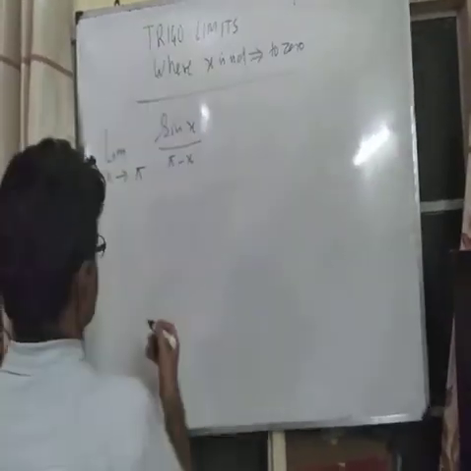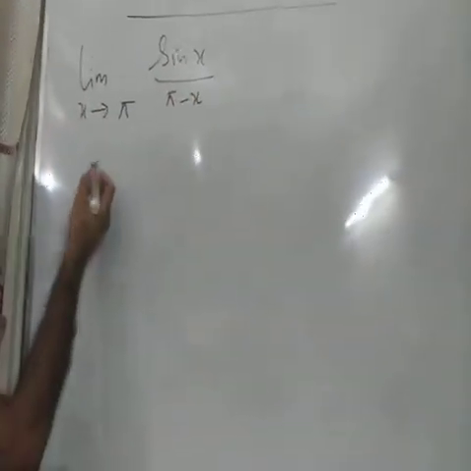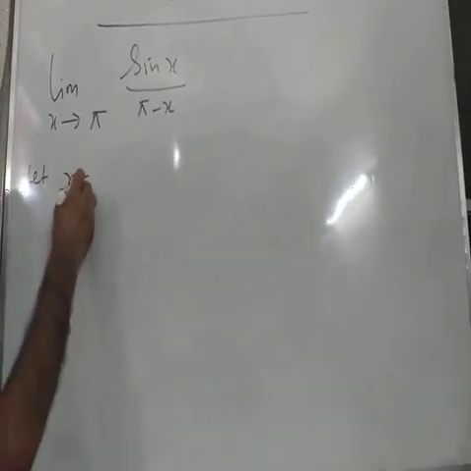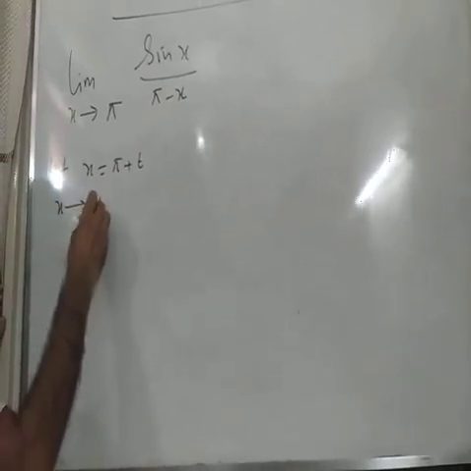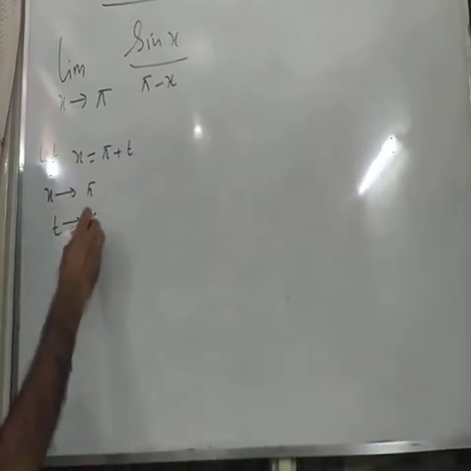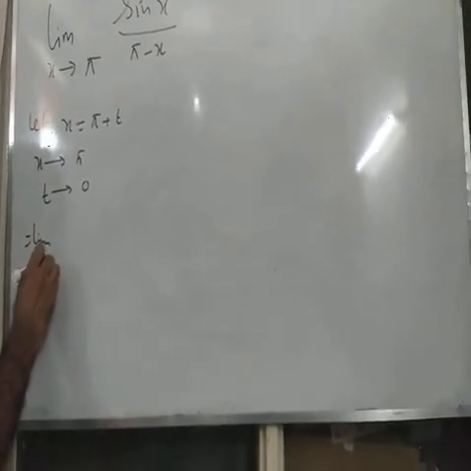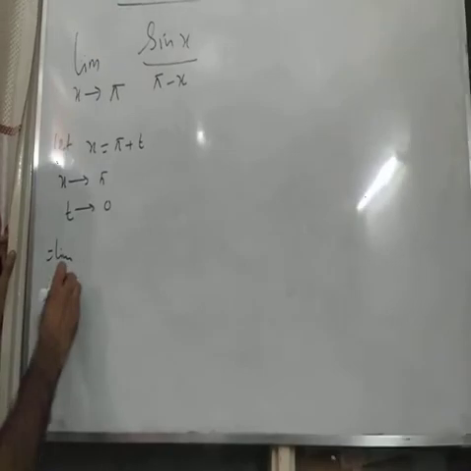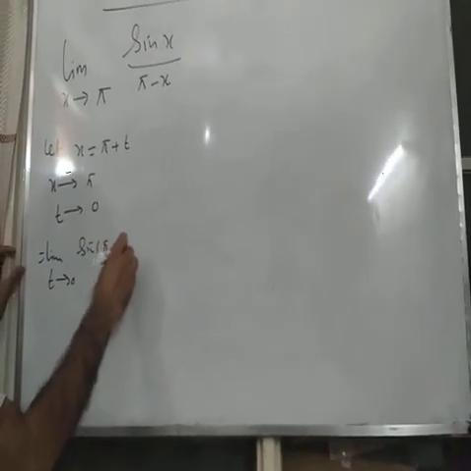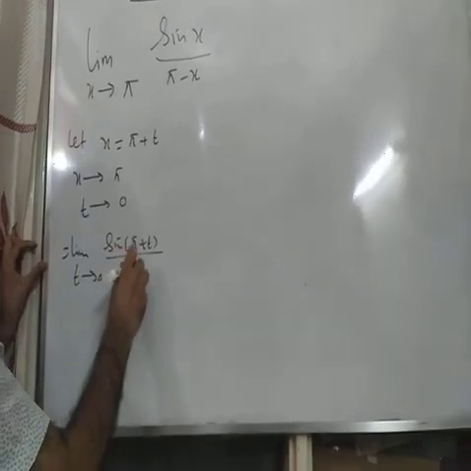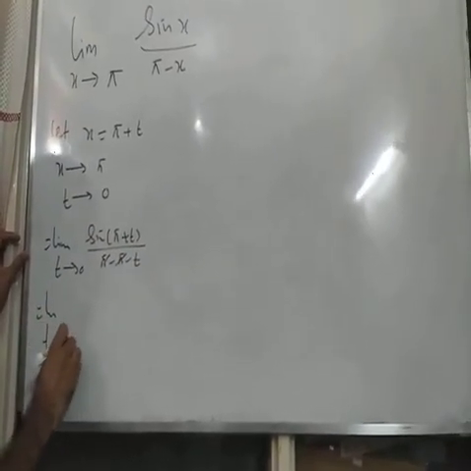Okay. Now you see, limit x tends to pi of sin x upon pi minus x. In this case we assume let x is equal to pi plus t. When x is tending towards pi, it means t is tending towards 0. Now replace it. Limit t tends to 0, sin(pi plus t) upon minus t. Pi gets cancelled.